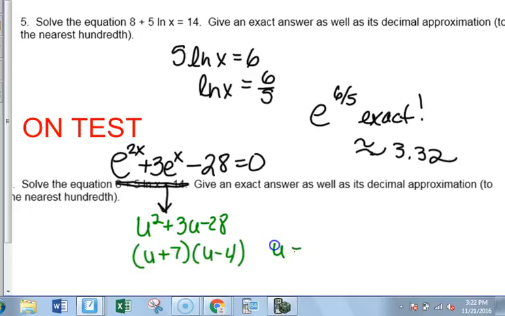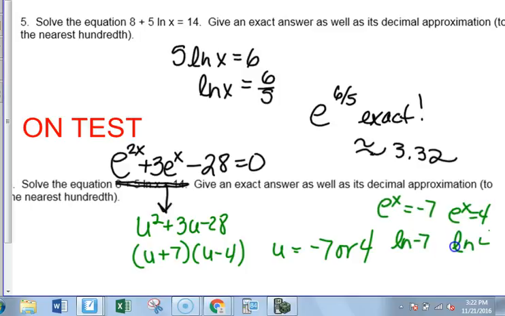So we get u equals -7 or 4, but u is actually what? Yep, we have to take the natural log of both sides, so we get ln of -7 or ln of 4. Can we do the ln of -7? Okay, so the exact answer is the natural log of 4. The decimal answer is 1.39. Everybody okay? I went through that really quick, but you have another one you can look at tonight.